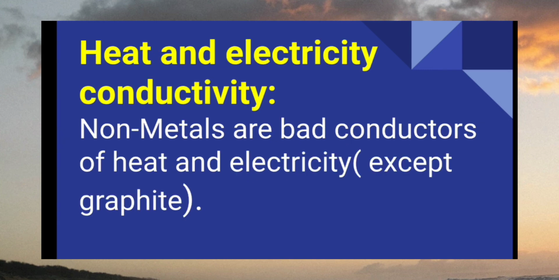Then the next property is heat and electricity conductivity. We know that non-metals are bad conductors of heat and electricity. They do not conduct electricity from one place to another. Exception: graphite. Graphite is a good conductor of heat and electricity. So that's why graphite is an exception in this concept.